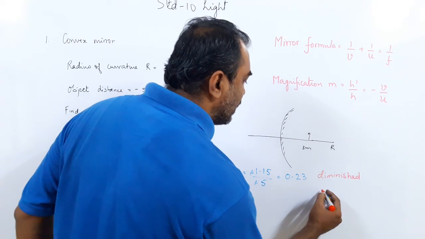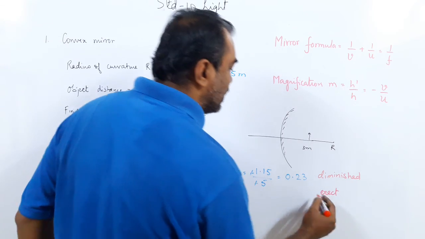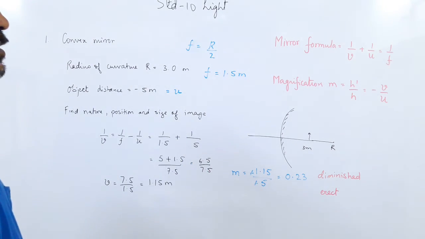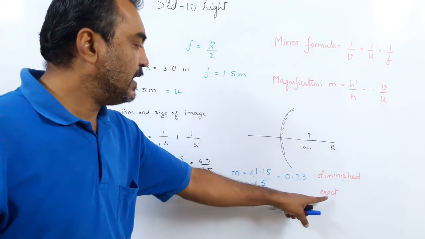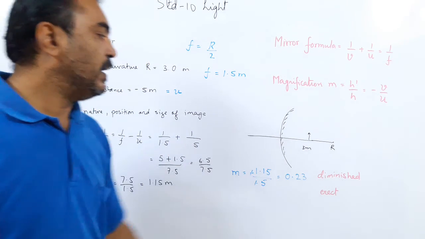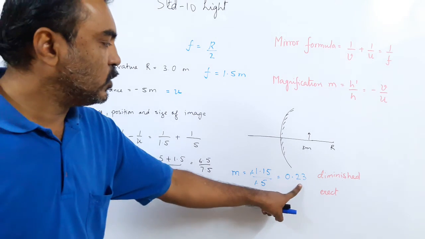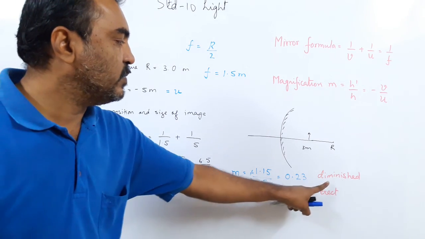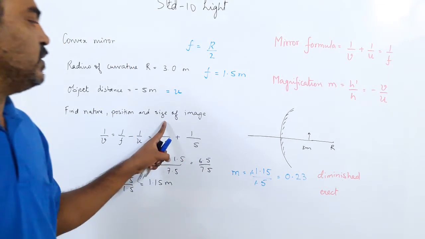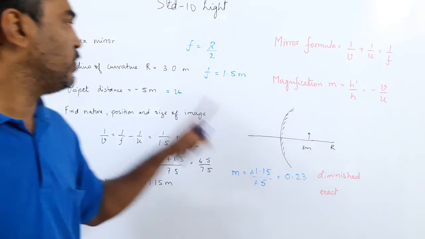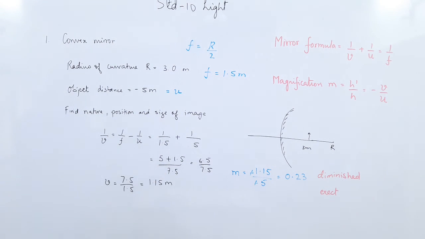Positive sign means erect. So if it is erect, it is also virtual. So the image is diminished, erect and virtual behind the mirror. Behind the mirror means virtual. Positive means erect and less than 1 means diminished. And the size of the image is 0.23 times the size of the object. So that was using the mirror formulae to solve this sum. Now let us move to the next numerical.